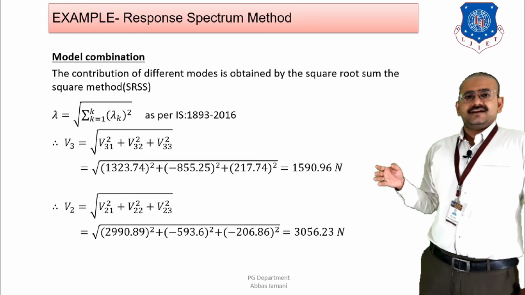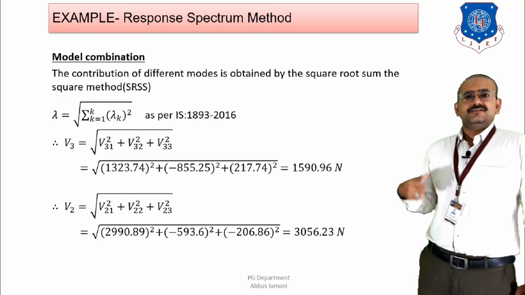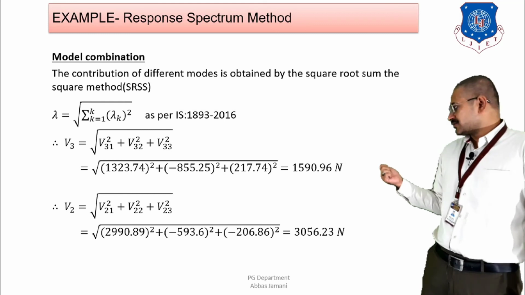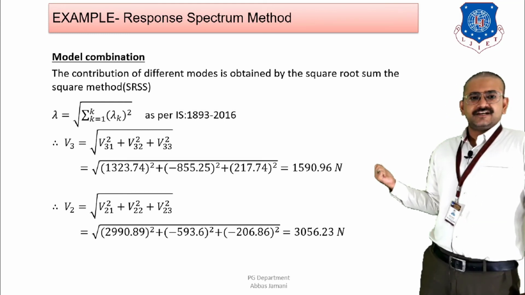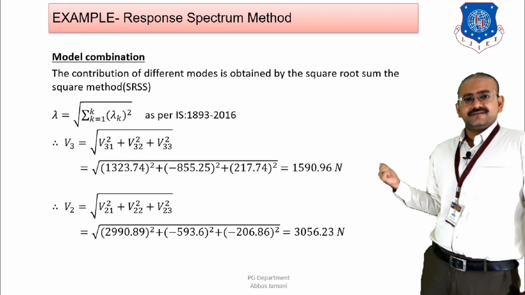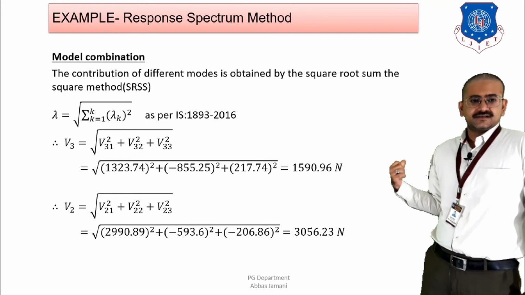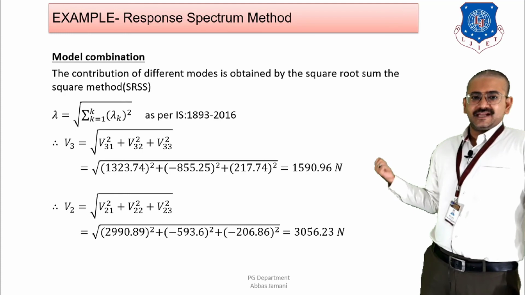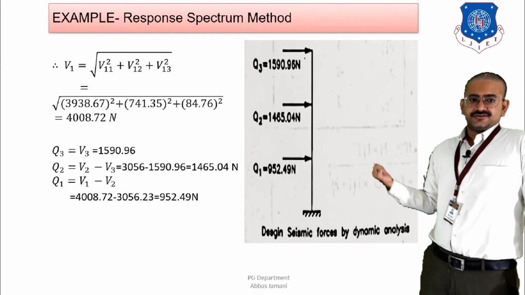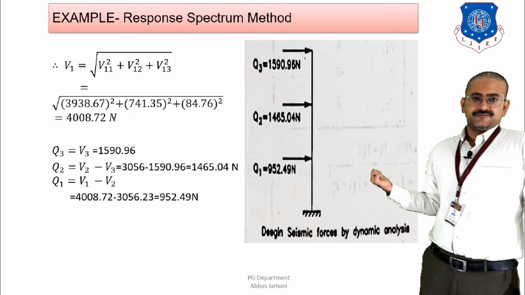In that case, the calculation is much simpler, where you have to calculate the values of V3, V2 and V1 using the individual story shear values that are available to you from the figure itself. That is, V3 is equal to under root of V31 square plus V32 square plus V33 square. Similarly for 2, it is V21 square plus V22 square plus V23 square, and similarly for 1 also. When I substitute these values from the figures available from the first slide, I will get the individual values, as you can see over here, right? Once I substitute all these values, I will get the individual story shear and story force.